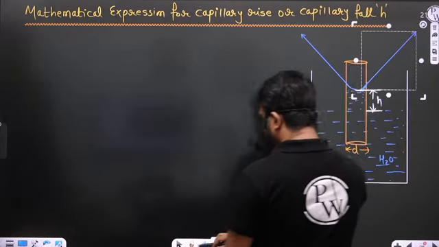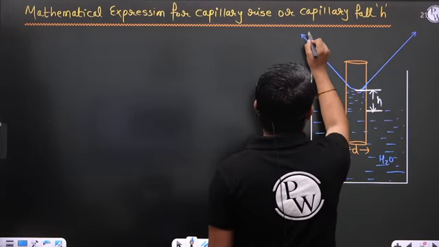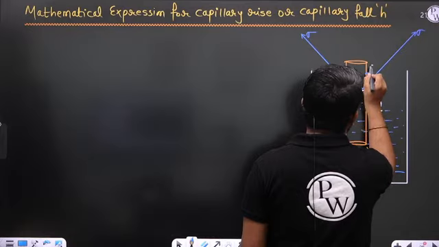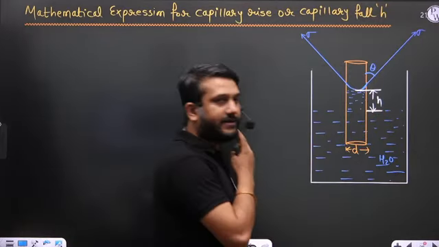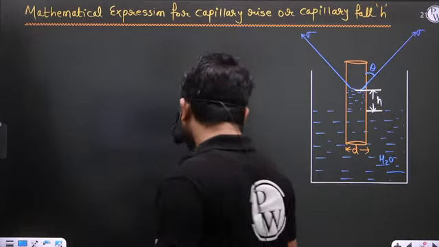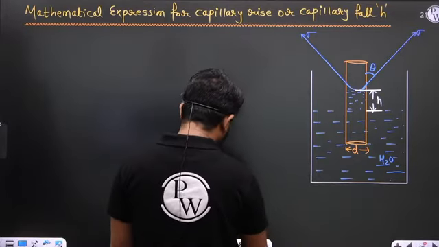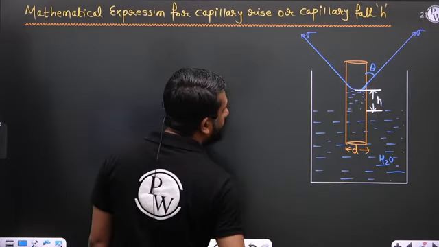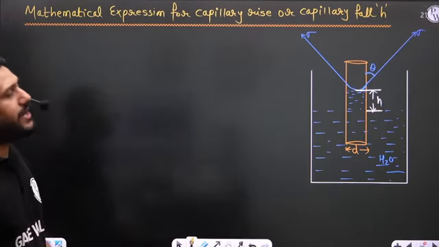This is sigma, the surface tension sigma, and this angle is theta. Fine. Now I want to calculate this height H.